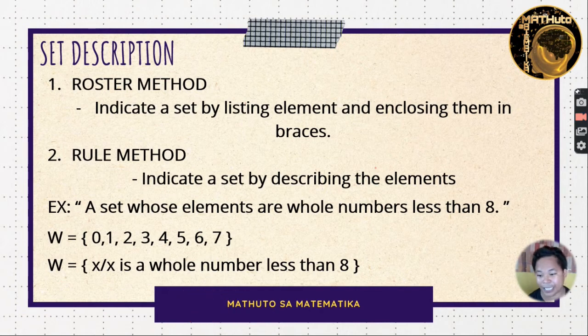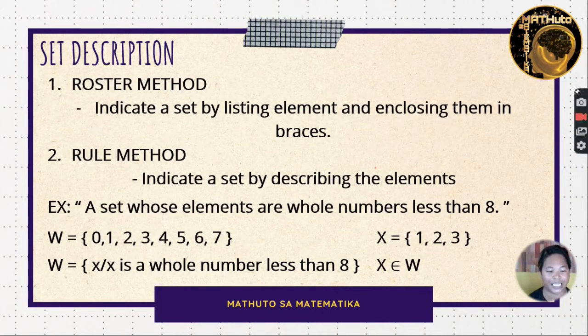So, laging tatandaan po na yung ating rule method is we use is po or singular form of the verb po. And we have set X: 1, 2, 3 and we can say that X is an element of W. Since the elements that can be found in set X are also found in set W po.